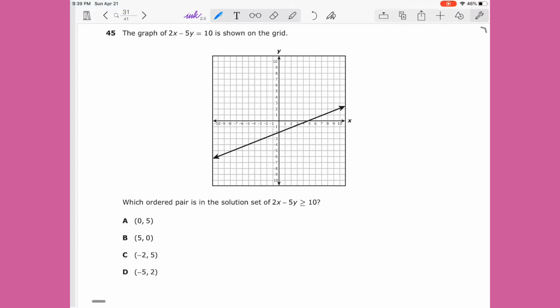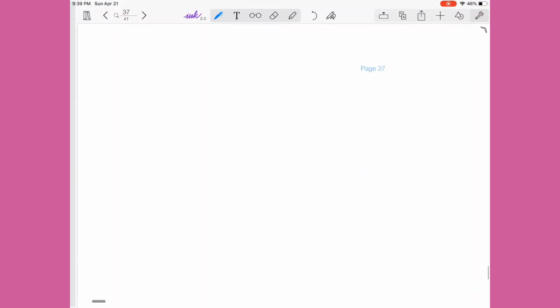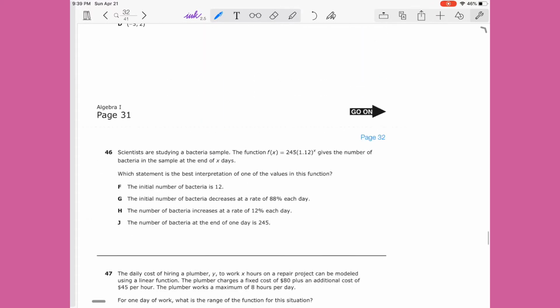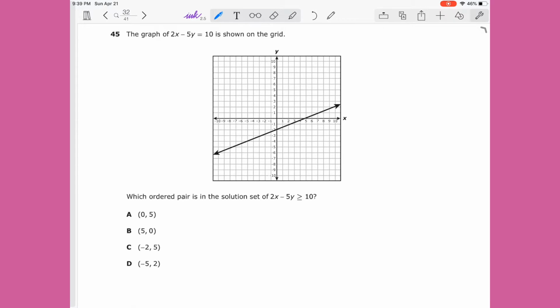So if I plug in 0, 0, that means my coordinate point 0, 0 there. I want to see if that's true. If I plug in 0, is 0 greater than or equal to 10? No, that's false. So that means we're going to shade on the opposite side of our graph. So we're going to shade on this side. Now I'm going to see if any of these coordinate points fall in that shaded region.